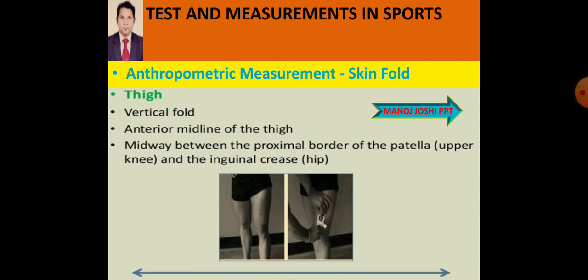So this is all about the anthropometric measurements of height, weight, arm length, leg length, and skin fold. Various common sites of the skin fold we have discussed here, and in any other parts of the body where there is fat, it can be checked with the help of the skin fold caliper.